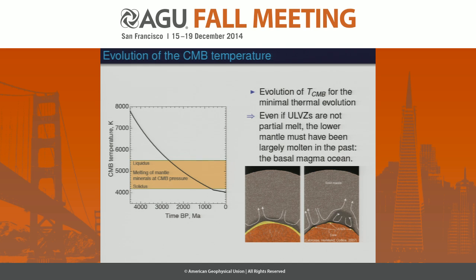to explain ULVZs, as some people have proposed, when you go back in time, it's unavoidable to have melting of these minerals. And so that's actually the argument that is at the base of our proposal of this magma ocean at the bottom of the mantle for most of the history of the Earth.